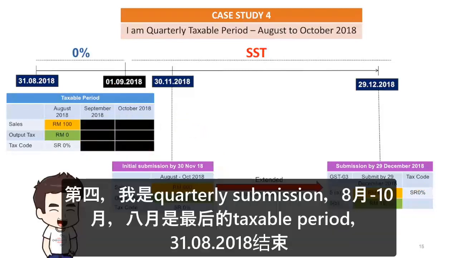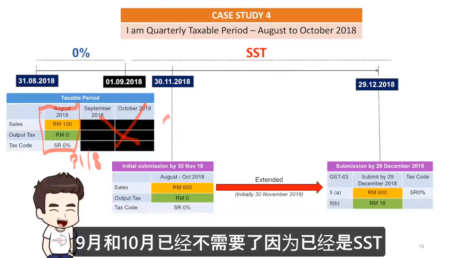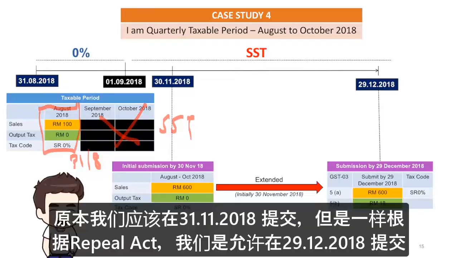Case study number 4. I'm a quarterly taxable period, August to October 2018. So August will be my final GST return, cut off 31st of August. September and October are no longer required because this is already under SST. Initially, my submission due date should be 30th of November 2018, correct? But now, due to the GST Repeal Act again, we are allowed to extend until 29th of December. So this 30th November is no longer relevant again.